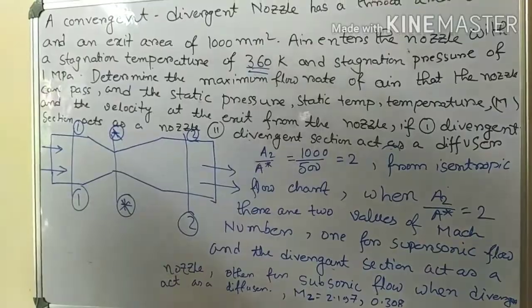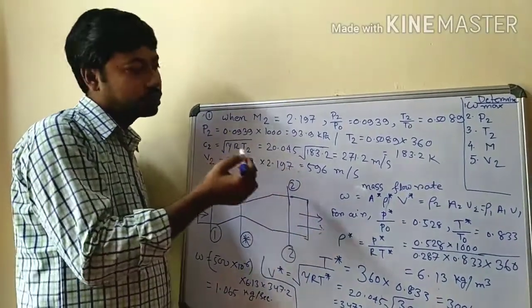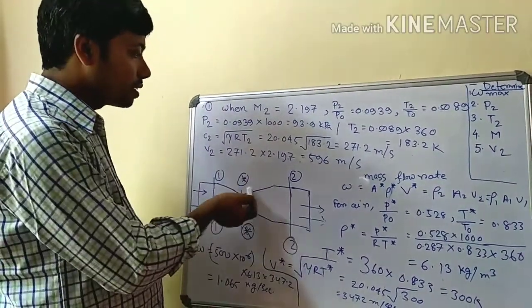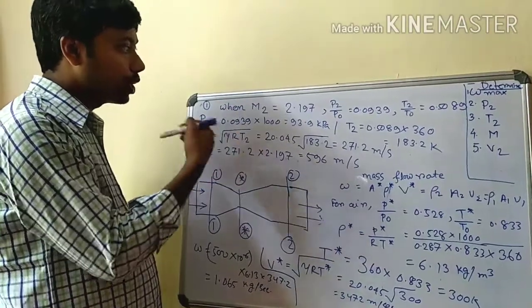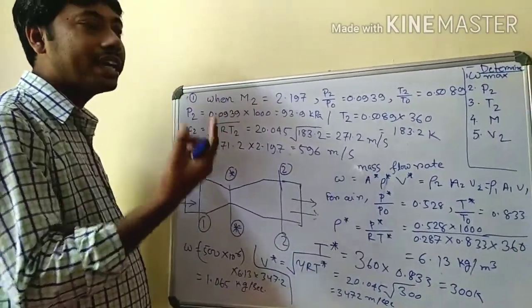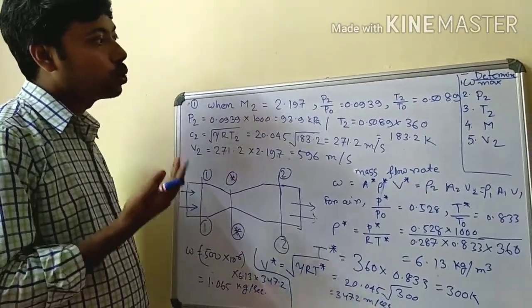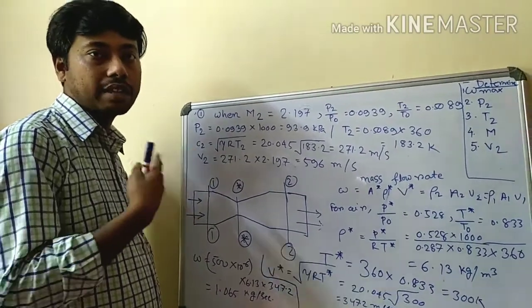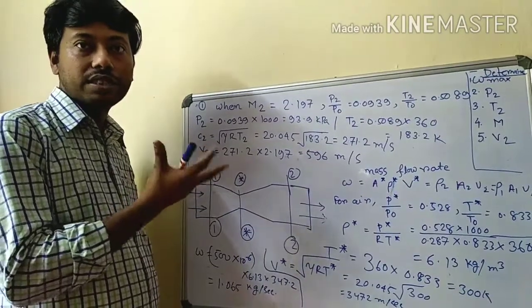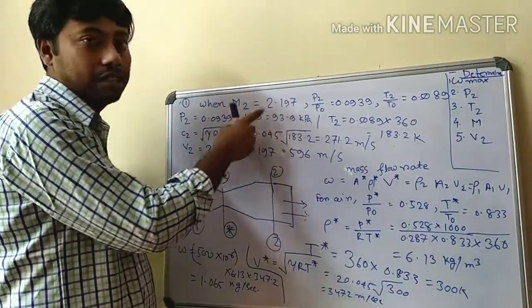Now, from the isentropic flow chart, as you know, you can get the two Mach numbers from the A2 by A star value. A2 by A star, as you know, is 2. Corresponding to it you get two Mach numbers, 2.197 and 0.301. When M2 is equal to 2.197, the nozzle acts with supersonic flow, because the Mach number 2.197 is greater than 1.